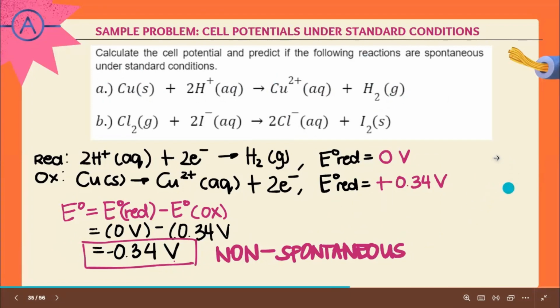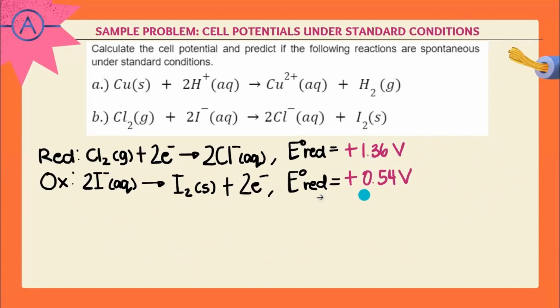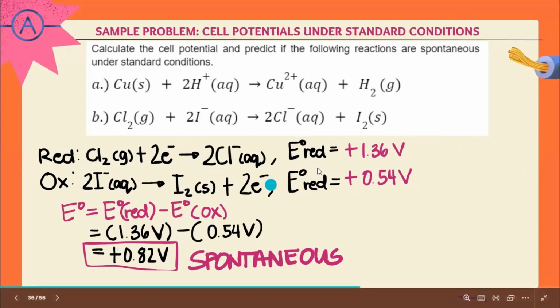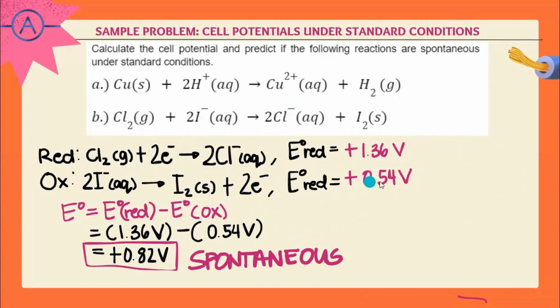So let's now go to part B. So we just have to do the same, where we have to identify which species undergo reduction and oxidation. And we also have these values. These values can also be found on the table that we have provided a while ago. So we just have to supply these values into our given equation, and what we have now is a positive 0.082 volts, which is considered spontaneous since the electric potential is positive.